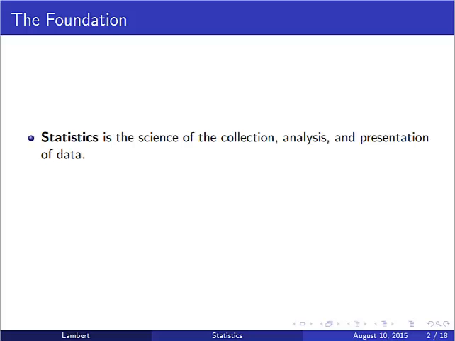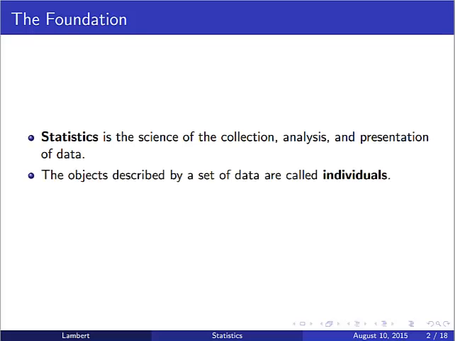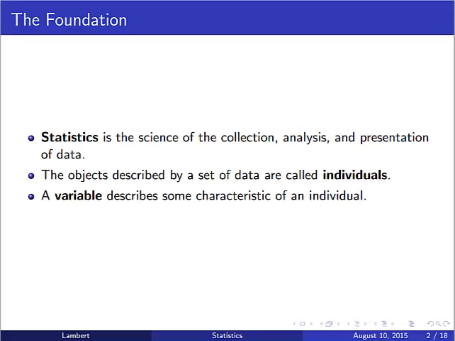Well, basically think of collection, analysis, presentation of data. Data, that's what you should be thinking when it comes to statistics. We're doing all sorts of things with data sets. So with these data sets, some of the things we need is first off the individuals. And these are the objects that are described by a set of data. And along with those individuals, each individual should have some sort of variable. And the variable is the characteristic of the individual that we're looking for and looking to study.